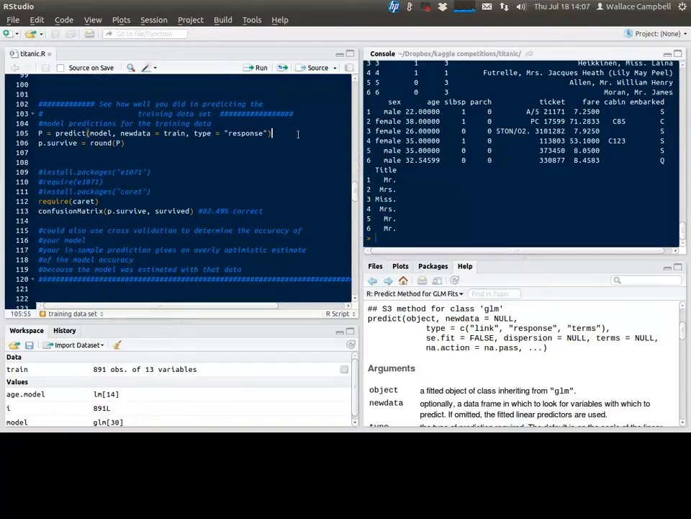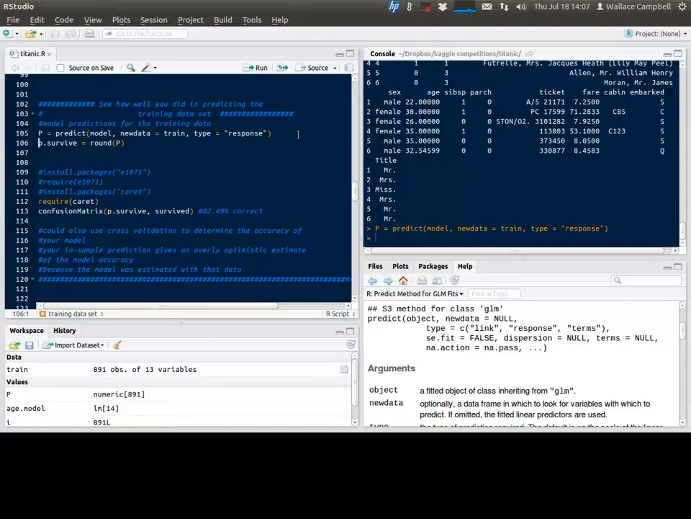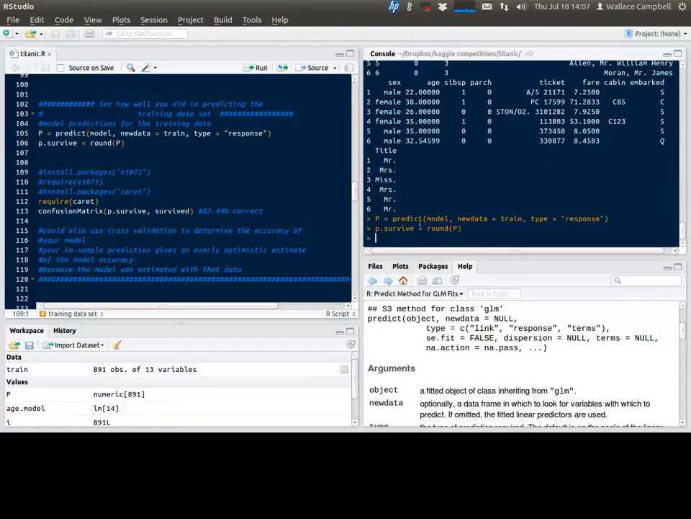Now you want to see how well your model did, and so P is just storing the predictions in a vector, and then we're going to convert those to zeros or ones, 0 meaning died, 1 meaning lived, just using round. So if the model predicted a 50% chance of survival, we would round that up, assuming that they did survive.